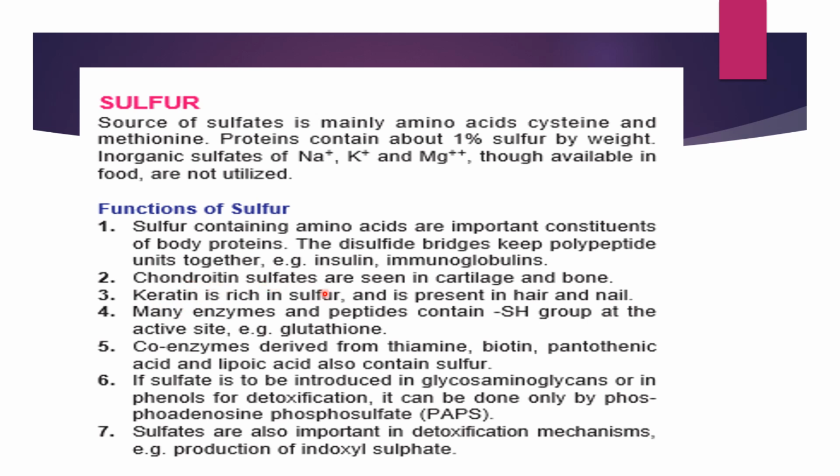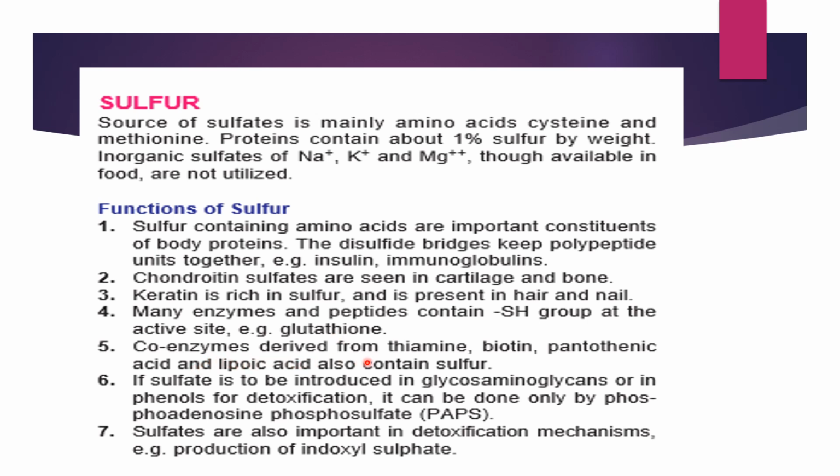Similarly, sulfur is important in cartilage and bone development. Keratin is rich in sulfur and it is present in hair and nails. Many enzymes and peptides contain a sulfhydryl group at the active site, e.g. glutathione.